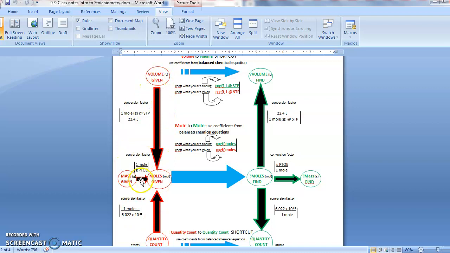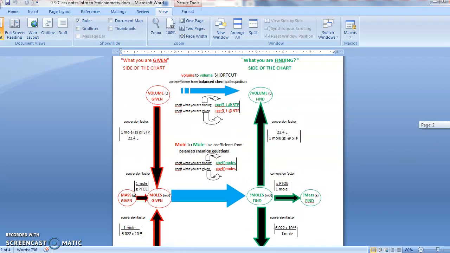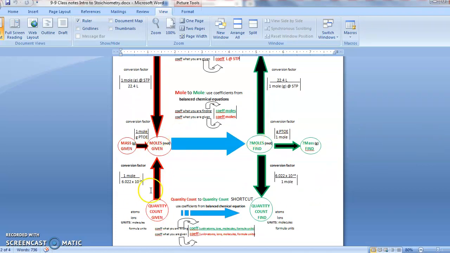The red side of the chart is the part of the chart that we've already been accustomed to back in Unit 7, where we could go moles to volume, volume to moles, moles to mass. Mass is now on this side for reasons you'll soon see, mass to moles. Or we can go moles to quantity count, quantity count to moles. In our previous chart, we had quantity count over here, but we do want to move it to the bottom.